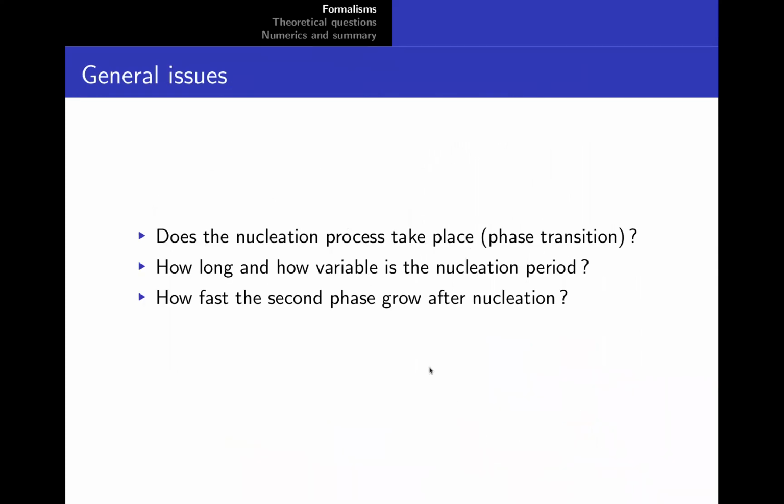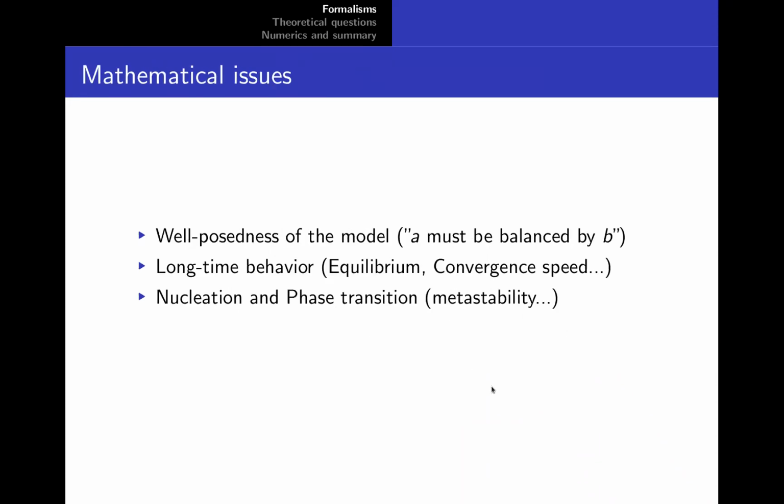So some of the theoretical questions we ask on this model is, when does the nucleation process take place? So with respect to the coefficients A and B, for which choice of coefficients A and B do we have nucleation? I will have to come back to how we interpret nucleation in this model. If it occurs, how long and how variable in time can this period be? And once nucleation has occurred, how fast does the big cluster emerge?